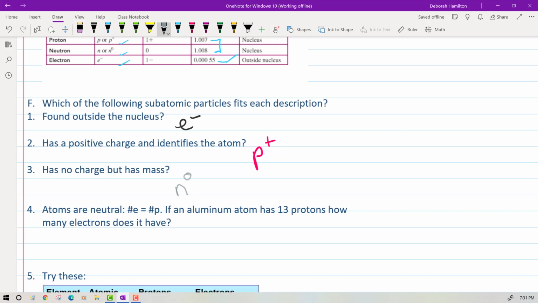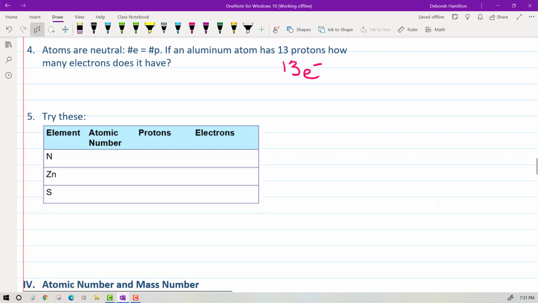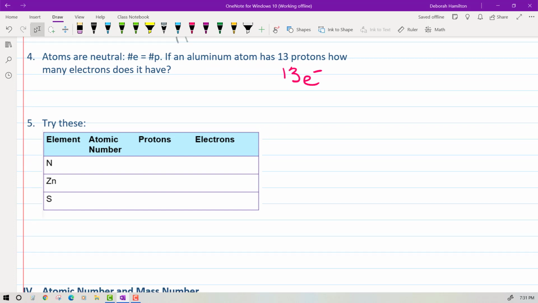Question 4 says atoms are neutral. Electrons and protons are equal to each other. So if an aluminum atom has 13 protons, then it should have 13 electrons. So the atom becomes neutral. Positive charges balance the negative charges. Again, try these as well. Just stop the video and then come back, and we'll cover these in just a minute.